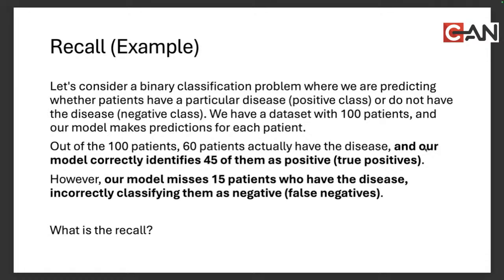Okay, same example. You've got 100. It's not emails this time, but now we're working with patients. I'll always do these out of 100, just so you know, it's easier. So you've got 100 patients, and 60 of the patients actually have the disease, and our model correctly identifies 45 of them as positives. However, our model misses 15 patients who have the disease and incorrectly classifies them as negative. What is the model's recall?